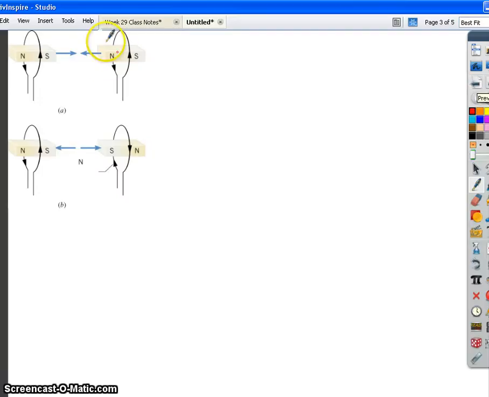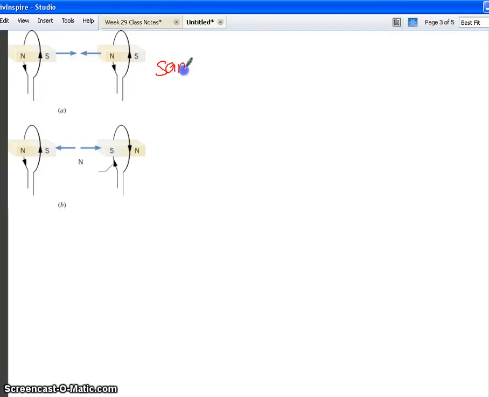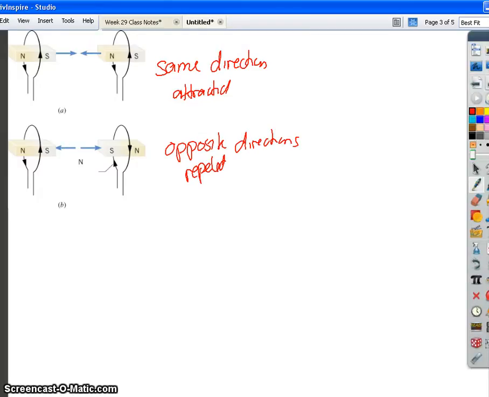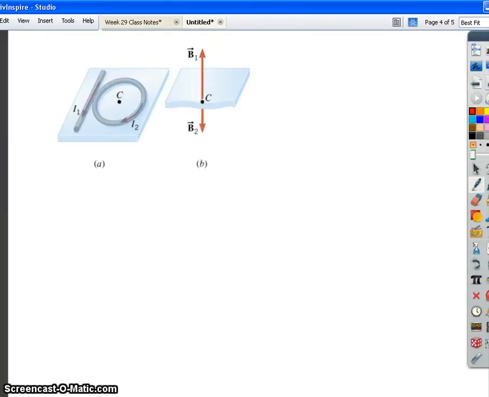If we have two loops going in the same direction, that is like having a north and south pole end to end, and so they're going to be attracted. And if we have two loops going in opposite directions, they'll be repelled, because with opposite directions, it's like having the same pole to the same pole, south to south and north to north. Okay, so that's just a quick one.